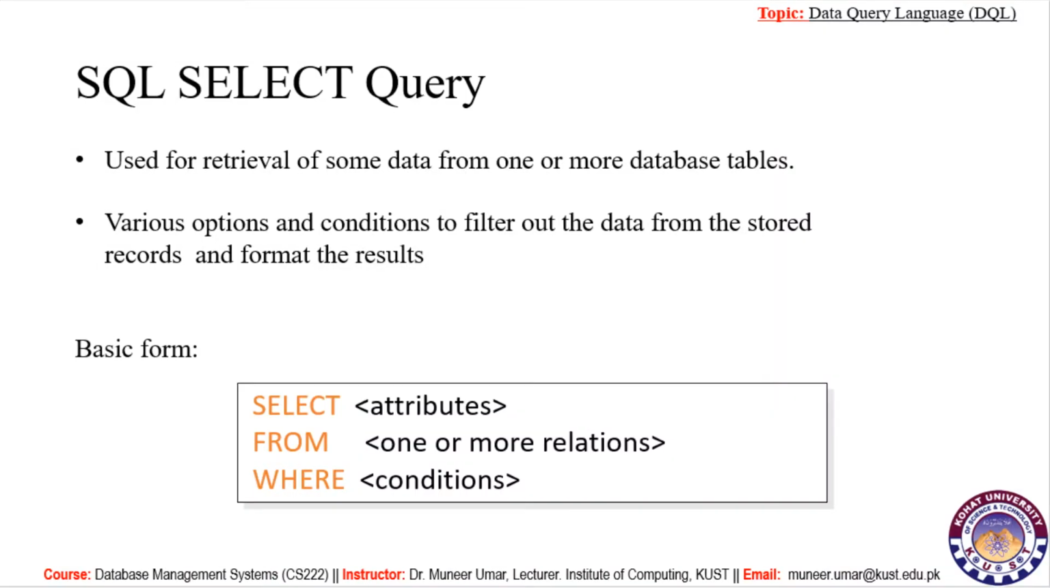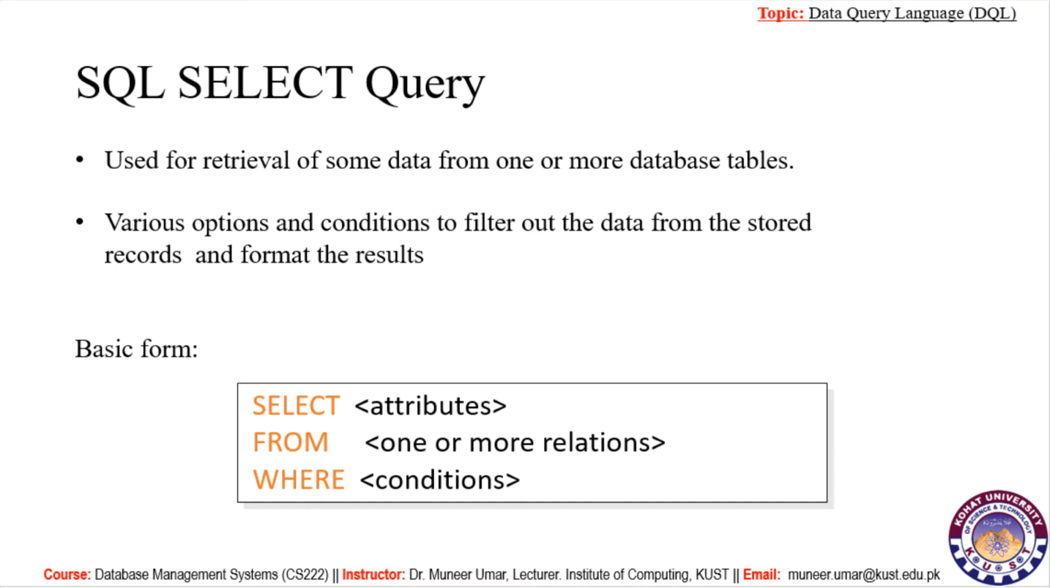So we are starting with definition of select query. The select query is used for retrieval of some data from one or more tables. Usually we use tables for storing data in the databases. So to extract the data or to view that data, we use select queries. We can use various options and conditions to filter out the result of select, so that we may get that result according to our needs. And we can also use some special parameters or special keywords for formatting that result.